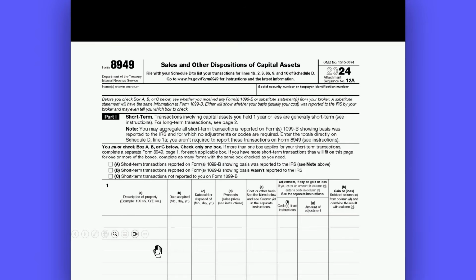If you then have some other items, let's say you've got some short-term transactions that didn't show up on a 1099-B, you're not going to list those on the same list. You're going to attach another 8949 to list those. So when you check a box here, you're only going to check one box per 8949. If you need to check two boxes, then you attach another 8949 for the second box.